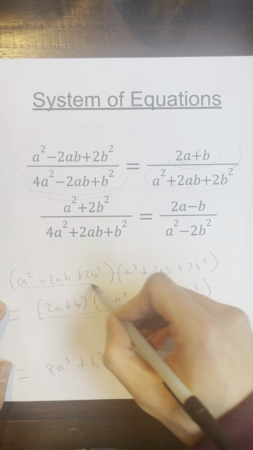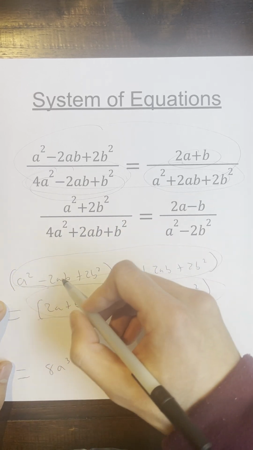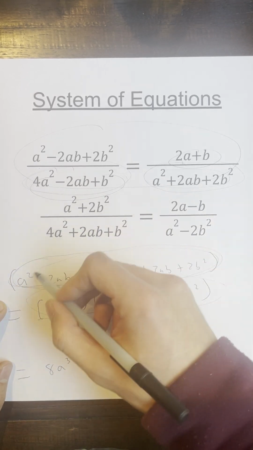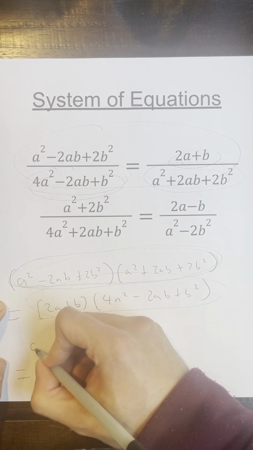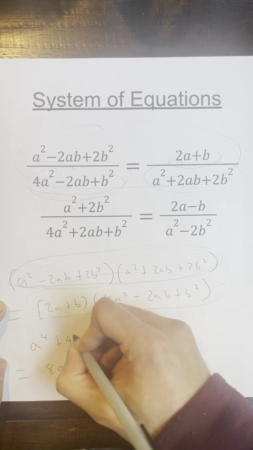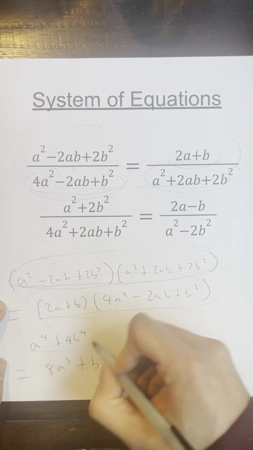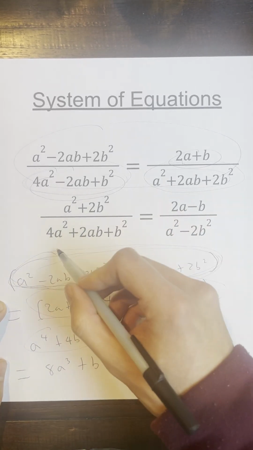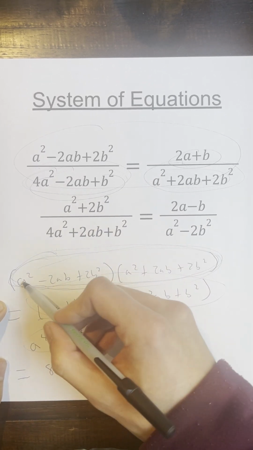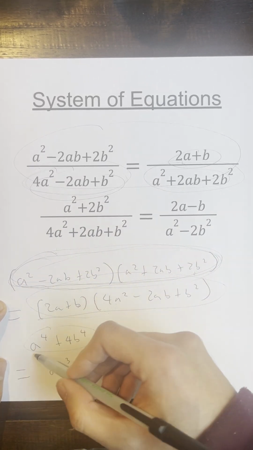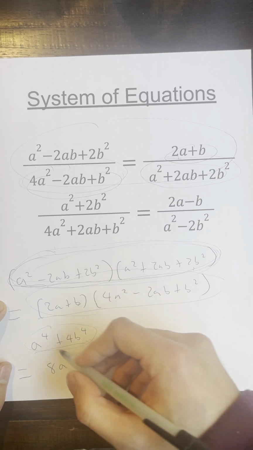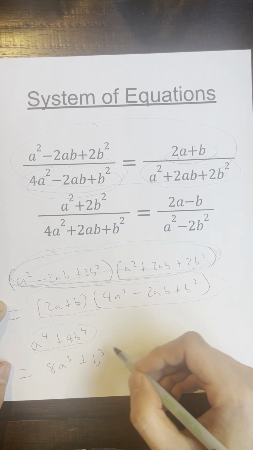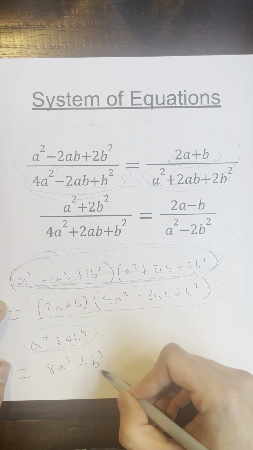And how about the left-hand side of the equation? Well, this is Sophie Germain's identity. So a to the power of 4 plus 4b to the power of 4 actually factors as this. And you can check by expanding this. A lot of stuff will cancel, you'll be left with this. Okay, so we've got a to the power of 4 plus 4b to the power of 4 is equal to 8a cubed plus b cubed.